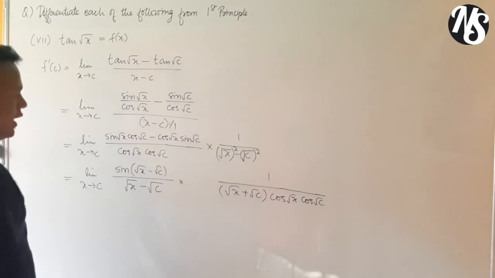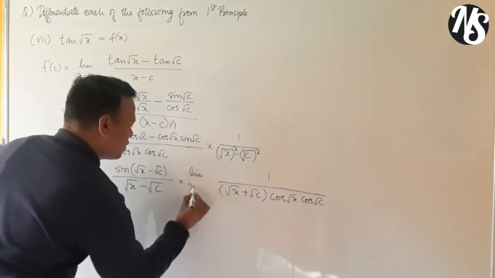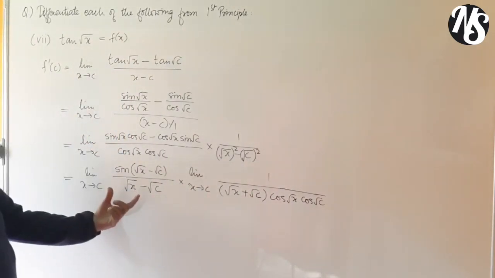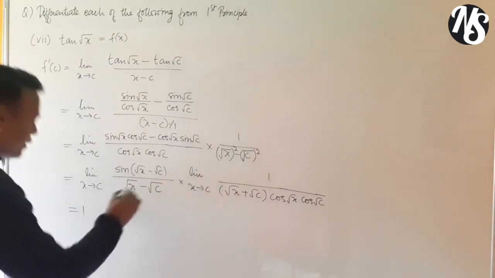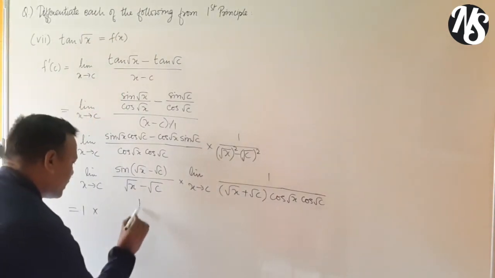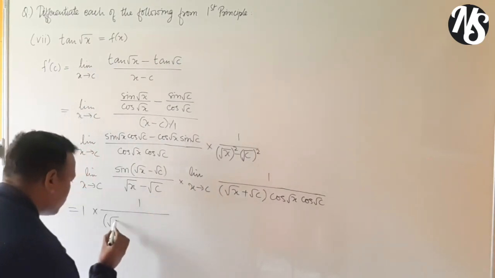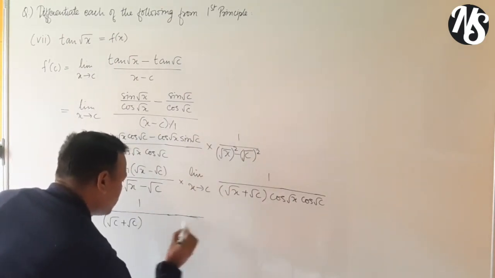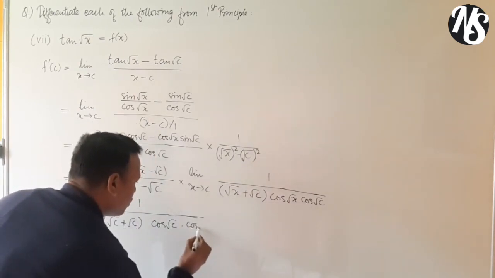So that's why we'll write 1, and this limit can be distributed. That means you can write one more limit out here. How much is this? See here carefully and tell me. This is exactly equal to 1, isn't it? So this is my 1. Now you can substitute the value of x to be c here. So if I do that, then I'll get 1 by root c plus root c. So this becomes cos root c, and this is already cos root c.